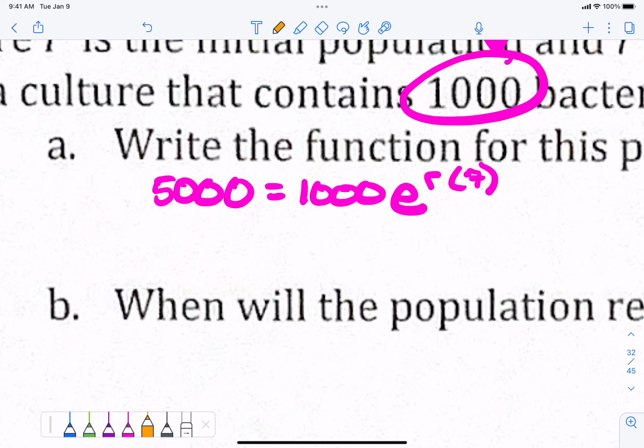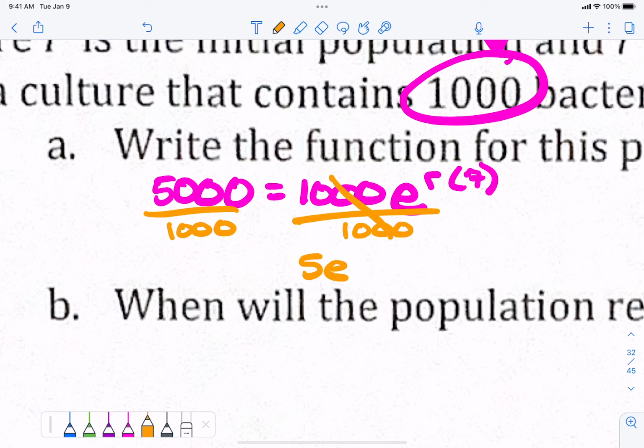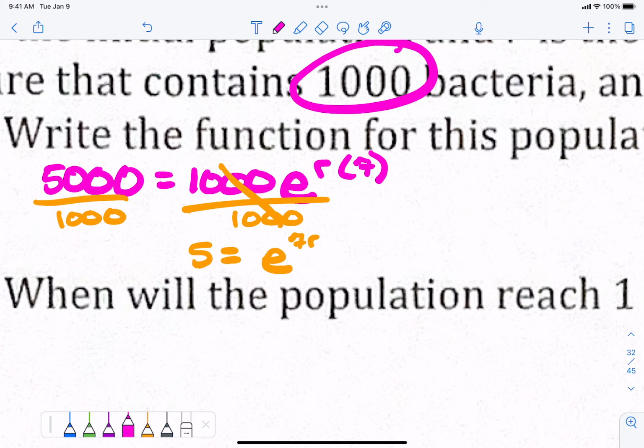What would you like to do first? Divide by 1,000. Great. Do not use a calculator to do that. It's 5. 5 equals e to the, let's call that 7R. Can I do that? Yeah? Okay, now, yesterday, the 2 bases that we have are 5 and e, and I cannot get those to be the same number to break them down, right?